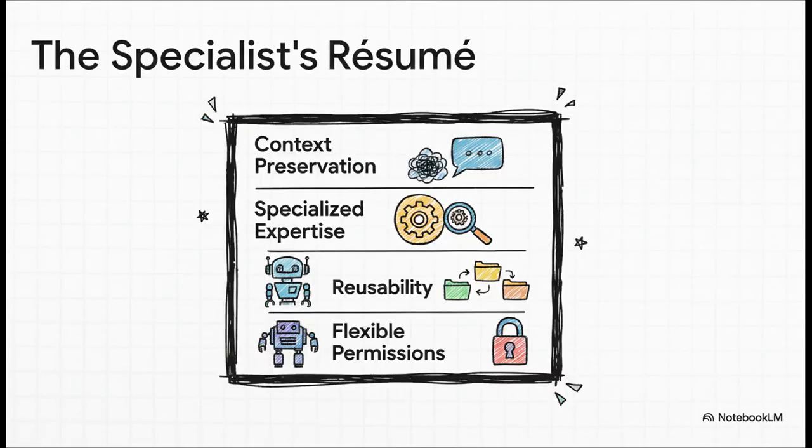Okay, let's look at the resume for one of these specialists, because the benefits are huge. First off, context preservation. This is the headliner. It means no more pollution in your main chat. Then you've got specialized expertise. These guys are fine-tuned for one thing, so they're way better at it. They're also reusable, so you can share them across projects or with your team. And finally, flexible permissions. You decide exactly which tools each agent gets, which is awesome for security. This whole approach is a total game changer.